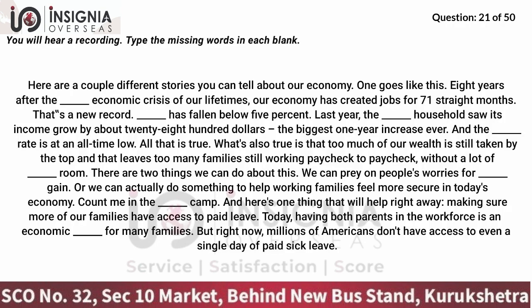All that is true. What's also true is that too much of our wealth is still taken by the top. And that leaves too many families still working paycheck to paycheck without a lot of breathing room. There are two things we can do about this. We can prey on people's worries for political gain, or we can actually do something to help working families feel more secure in today's economy. Count me in the latter camp. And here's one thing that will help right away. Making sure more of our families have access to paid leave. Today, having both parents in the workforce is an economic necessity for many families. But right now, millions of Americans don't have access to even a single day of paid sick leave.